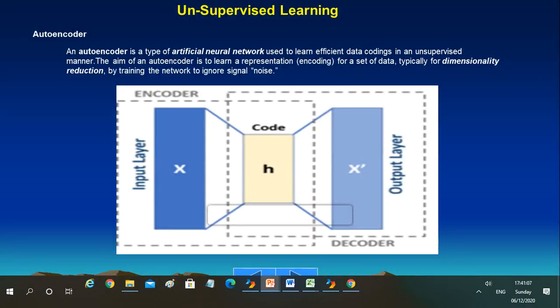Now, autoencoder. An autoencoder is a type of artificial neural network used to learn efficient data codings in an unsupervised manner. The aim of an autoencoder is to learn a representation for a set of data, typically for dimensionality reduction, by training the network to ignore signal noise.